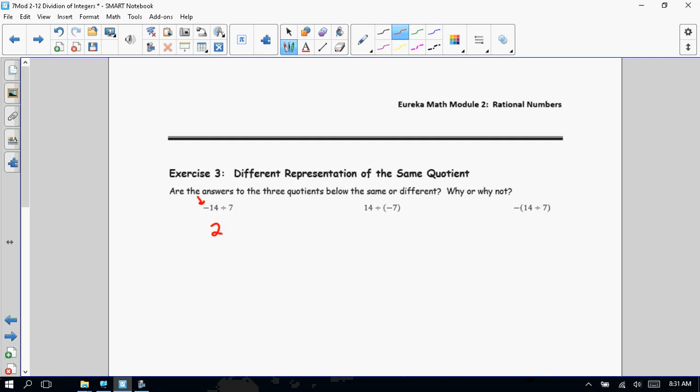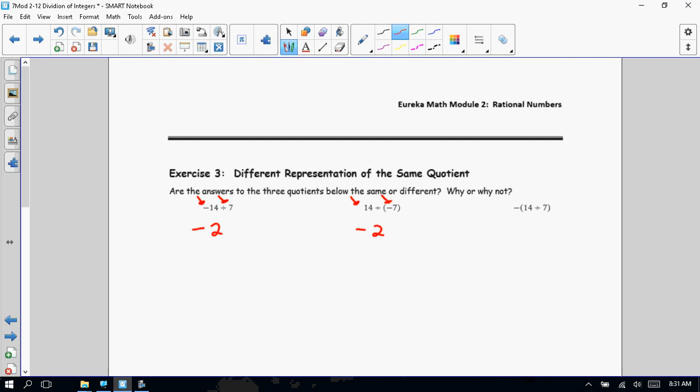How many negatives do I have? I have different signs. One's positive, one's negative. So my answer is going to be negative. We'll take a look at the second one. 14 divided by 7, again, that's 2. But look at the signs. One's positive, one's negative. My answer is going to be negative 2.